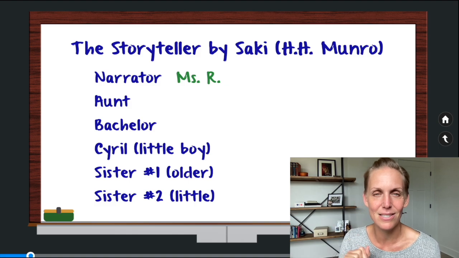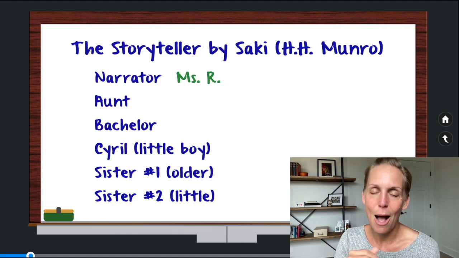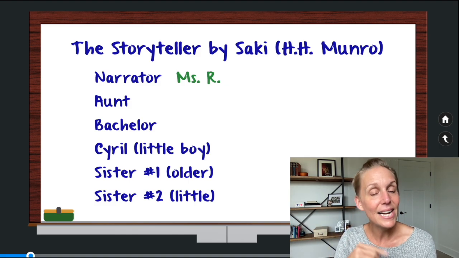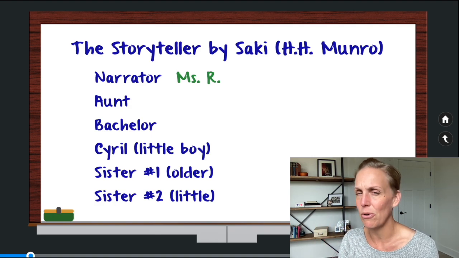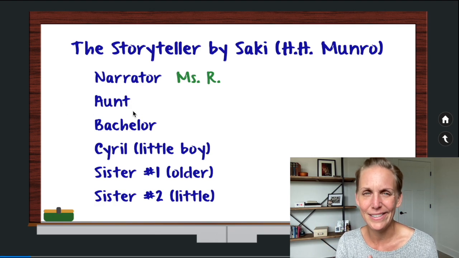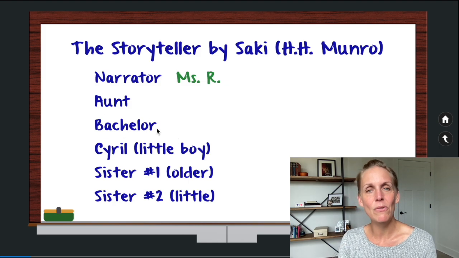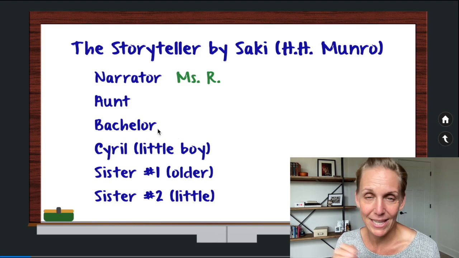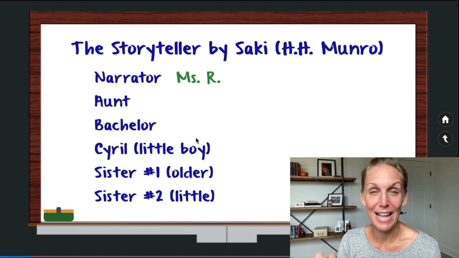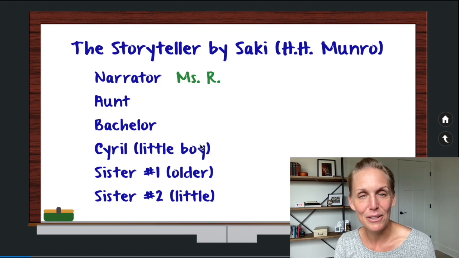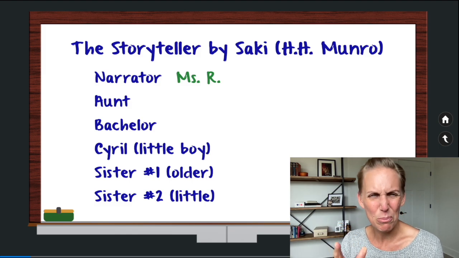But early on, let's say this is back to school September, I'm going to go ahead and read the narrator part. And then I tell the kids, okay, so the aunt in this story is really snooty, old-fashioned, kind of prim and proper. The bachelor is on a train with this family, and he's annoyed because the kids are not kept in line by the aunt. There's Cyril, the little boy. He is sort of the spokesperson for the kids.